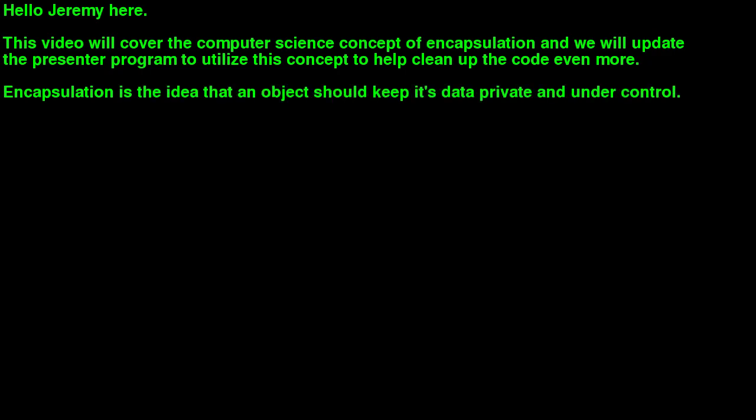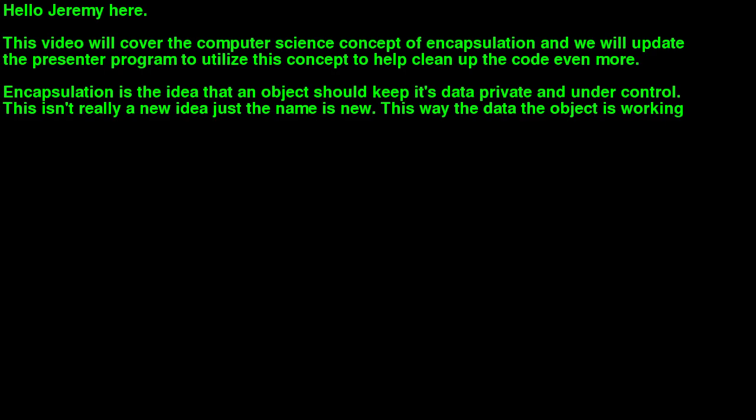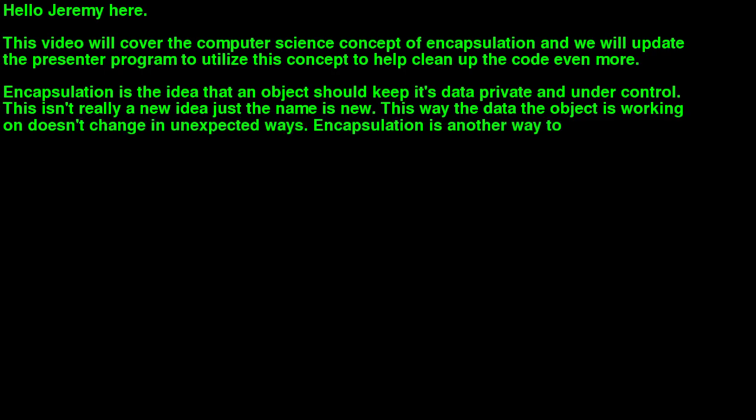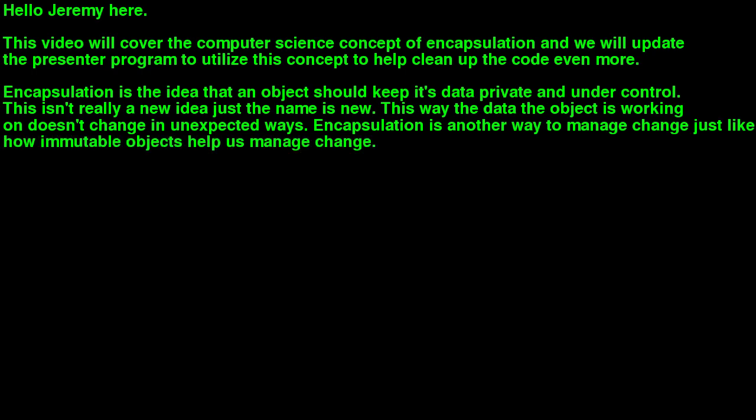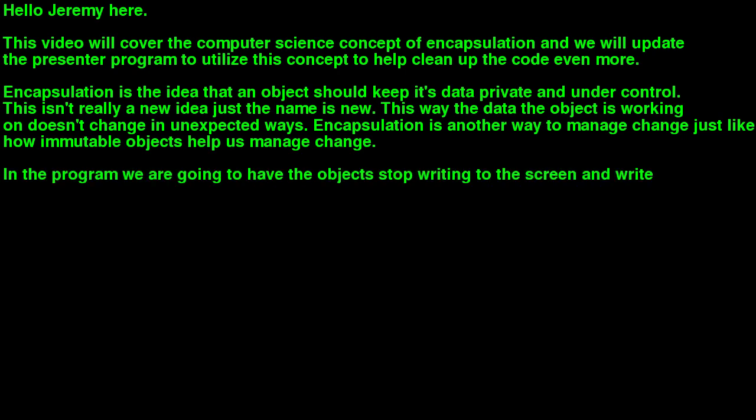Encapsulation is the idea that an object should keep its data private and under control. This isn't really a new idea, just the name is new. This way the data the object is working on doesn't change in unexpected ways. Encapsulation is just another way to manage change, just like how immutable objects help us manage change. In the program, we are going to have the objects stop writing to the screen and write to their own internal surfaces. Okay, let's do this.